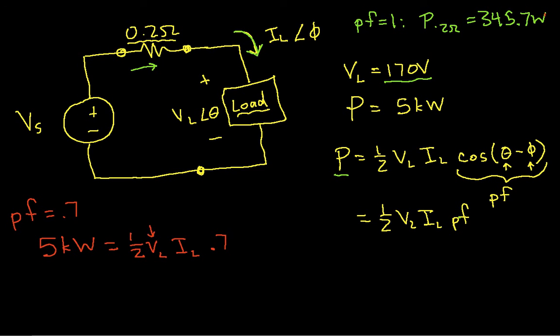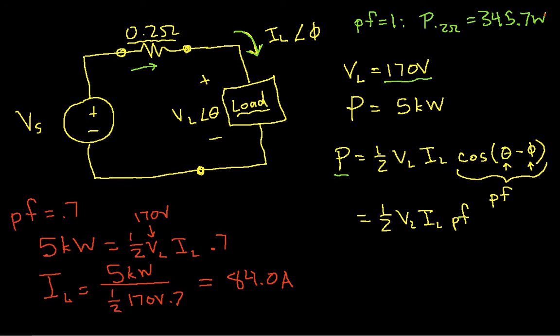The peak voltage here is 170 again. So I can say then that the peak current is going to be 5 kilowatts over 1/2 times 170 times 0.7. And this works out to be 84.0 amps. So you can see that if my power factor is less than 1, it takes a higher peak current to get the same average power to the load.